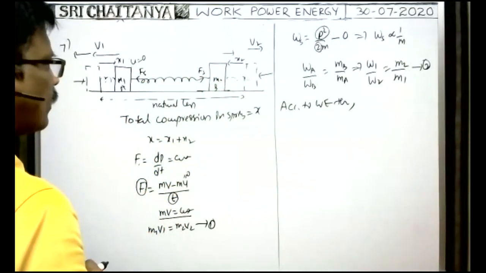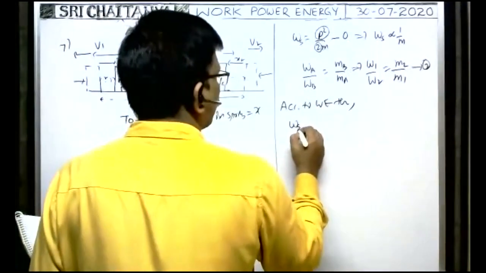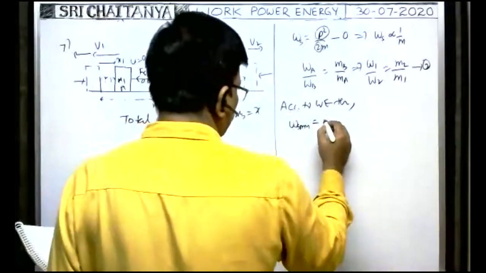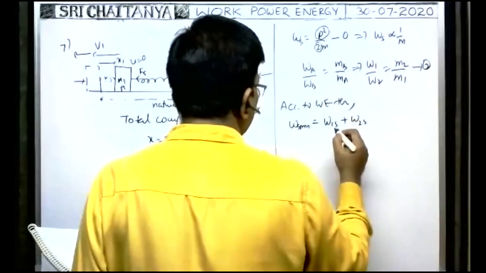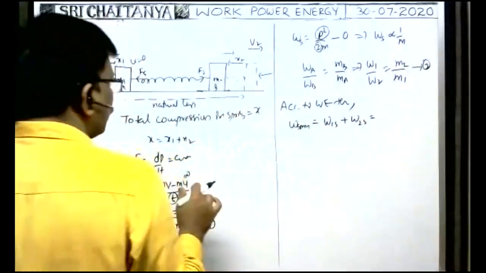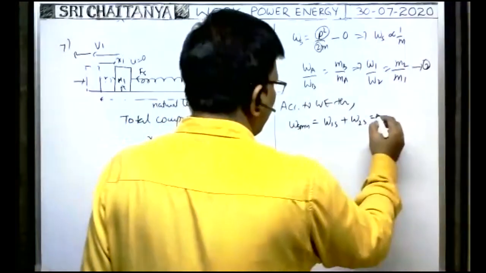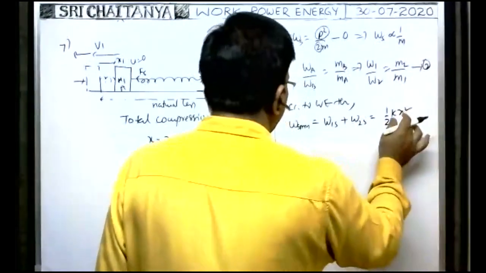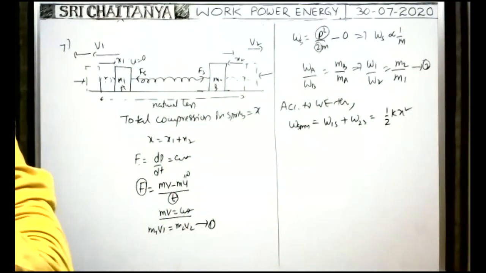On the two blocks, work is done by the spring. So net work done by the spring is equal to work done by the spring on this block, W1s, plus work done by the spring on the second block, W2s. That is equal to net work done by the spring, which is equal to energy stored in the spring, half k x square. X is the total compression in the spring.